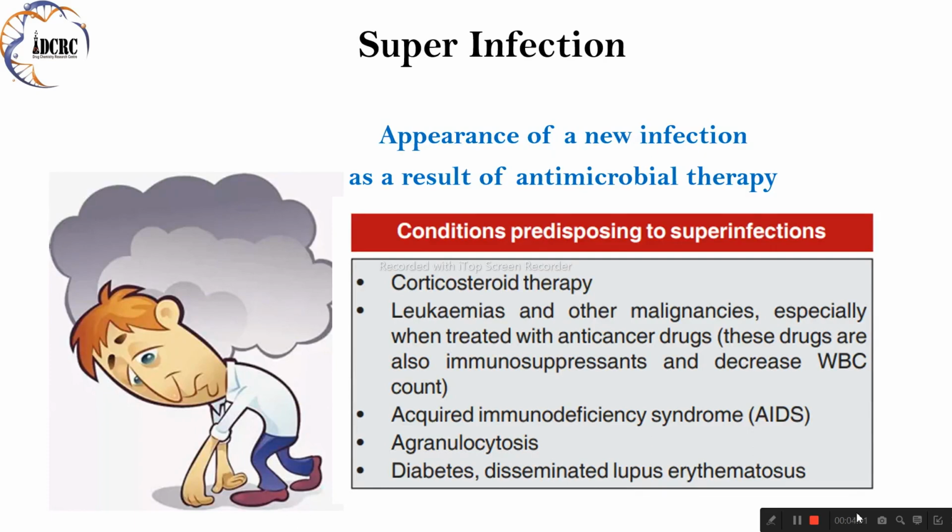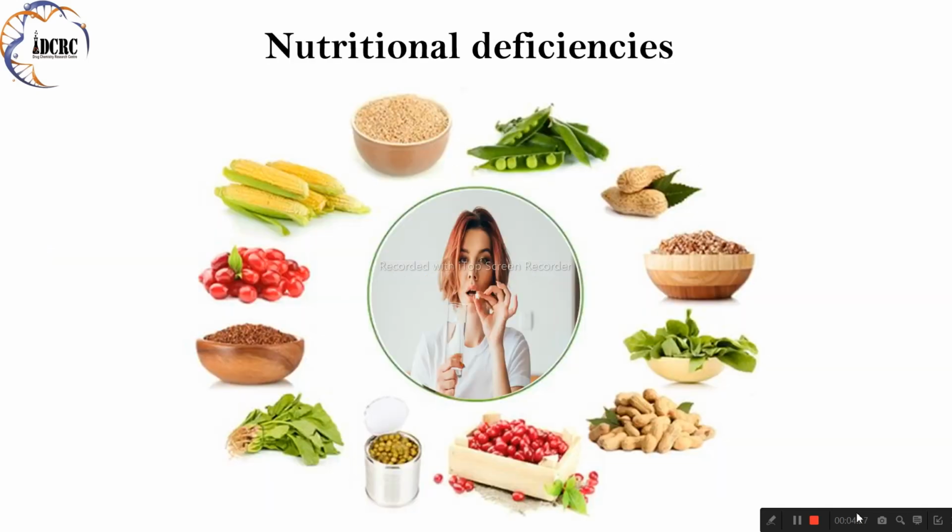In diabetes, high blood sugar levels can weaken the immune system, making it less effective in fighting off infections. Disseminated lupus erythematosus, an autoimmune disease, can also impair immune function, increasing the susceptibility to infections. Individuals with these conditions may be more prone to developing secondary infections, highlighting the importance of close monitoring and appropriate management to prevent complications. Antimicrobial therapy can also affect our nutrition by disrupting the balance of good bacteria in our gut, making it harder for us to absorb important nutrients like B-complex vitamins and vitamin K.